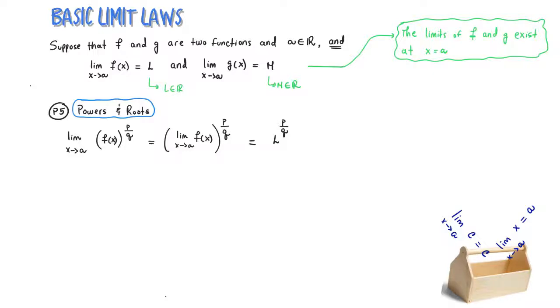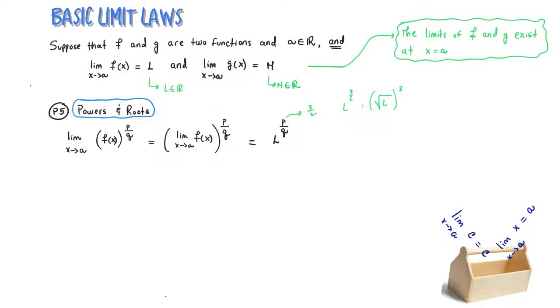Now, I just want to make a remark here. Whenever we're dealing with rational exponents, if q happens to be 2, imagine for the sake of argument that p over q is like 3 over 2, L to the 3 over 2. Well then, L to the 3 over 2 really means the square root of L to the third, right, by properties of radicals.